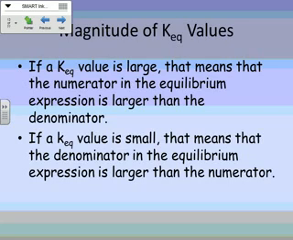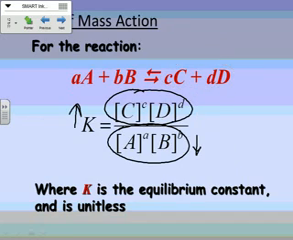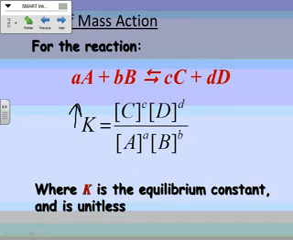Okay, so the opposite of that is if a KEQ value, this is supposed to be a capital K, I apologize. If the KEQ value is small, that means the denominator is larger, okay? So it's the opposite here.